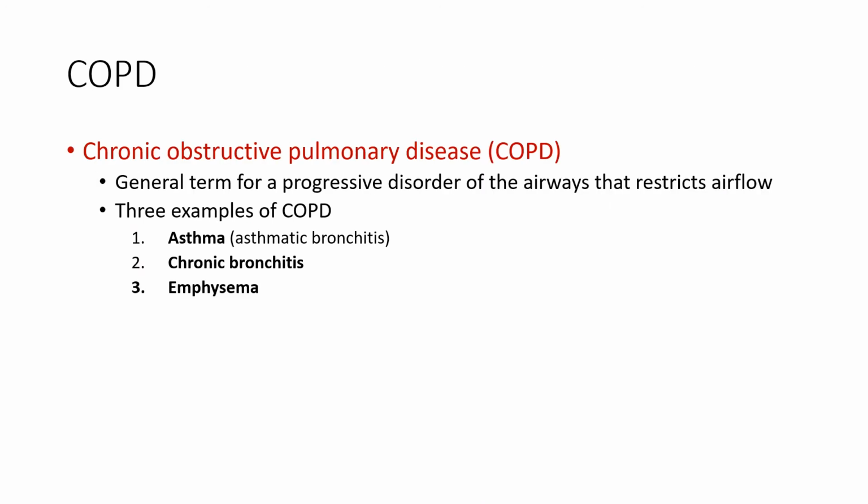Next up, we're going to talk about something called COPD. This is chronic obstructive pulmonary disease. When someone says they have COPD, it's not just COPD. Typically, they're going to have one of the following, which can be asthma, chronic bronchitis, or emphysema. So if you ever hear that term COPD, ask them what specifically they might have. But this is going to be some type of progressive disorder of the airways that is going to restrict airflow. And we've talked about all of these.